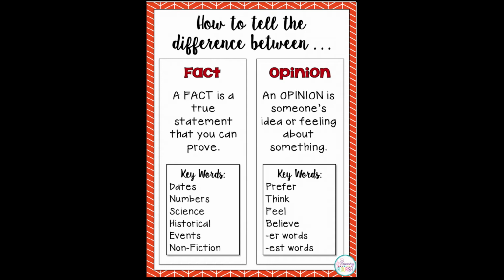So you can tell the difference between facts and opinions because facts often have dates and numbers. They're based on science and history. They give specific events. They're nonfiction. Whereas opinions often deal with what people prefer or what they think or feel or believe. They often involve words that end in ER or EST, like I think this is better or I think this is the best. So an opinion, again, is something that you can't prove as being true because somebody else might disagree with you, whereas a fact is something that you can definitely prove because it is backed up by evidence.